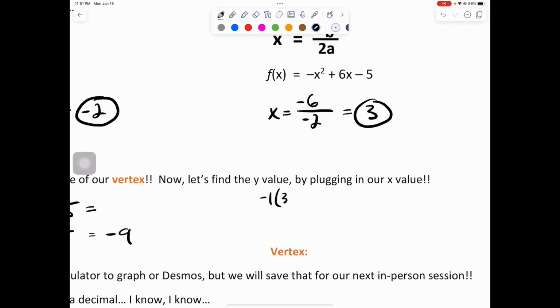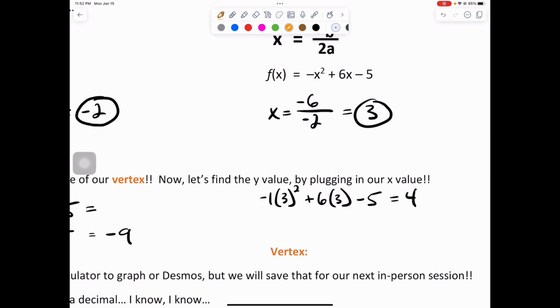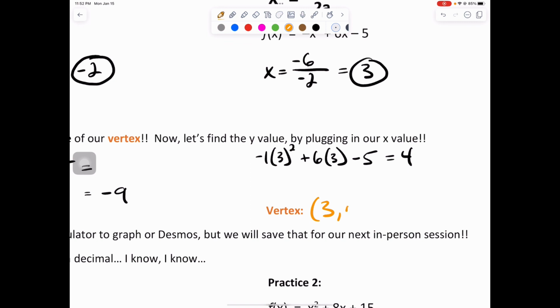Now our x value this time is 3. I will have to put that in parentheses and square it, plus 6, open a parenthesis, 3, close it, minus 5 equals. Let's put -1, open a parenthesis, put in 3, close the parenthesis, hit x squared to square it, plus 6, open a parenthesis, 3, close it, minus 5 equals 4. So your vertex here is (3, 4). Because we found our x value of that vertex, we then plugged it into our function and found the y value of 4.